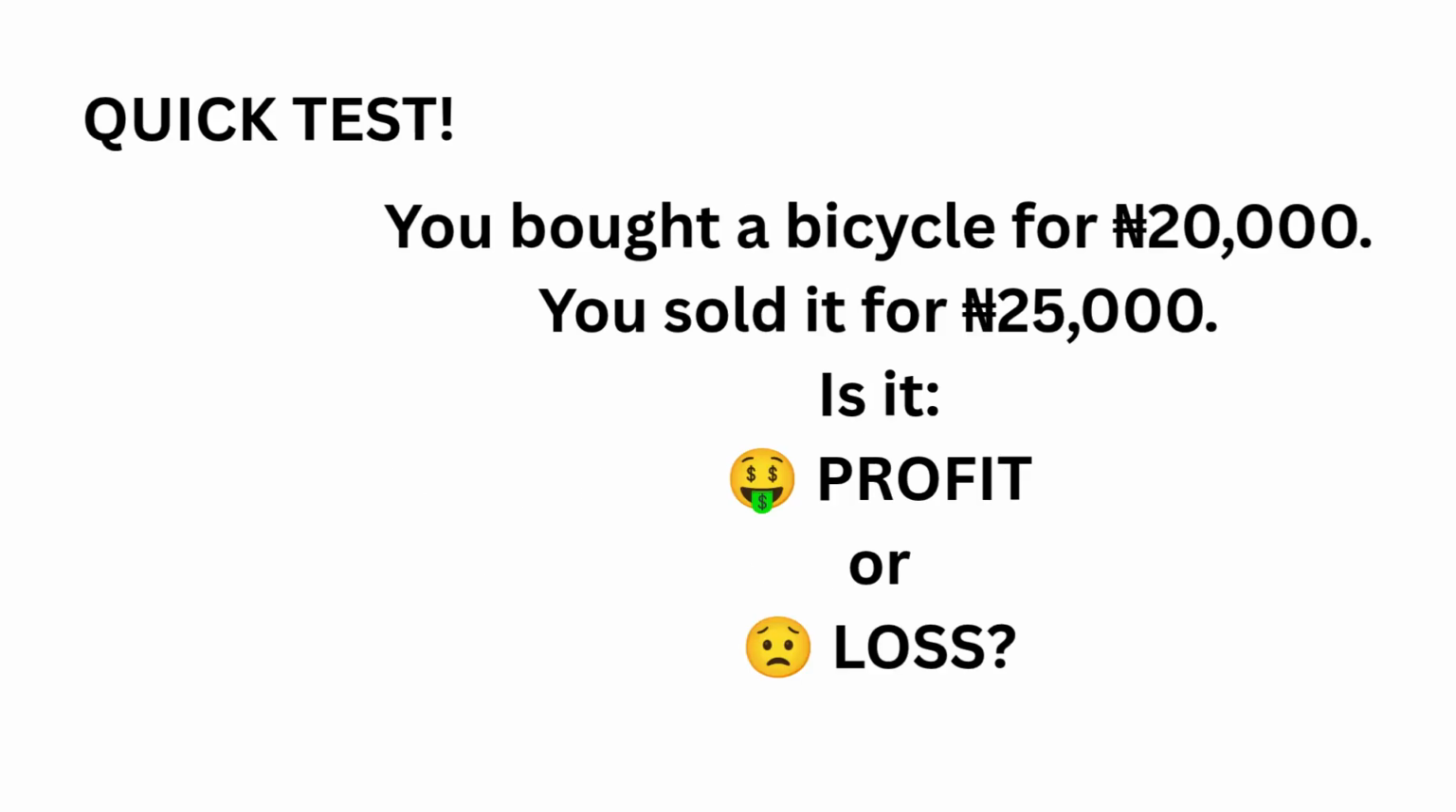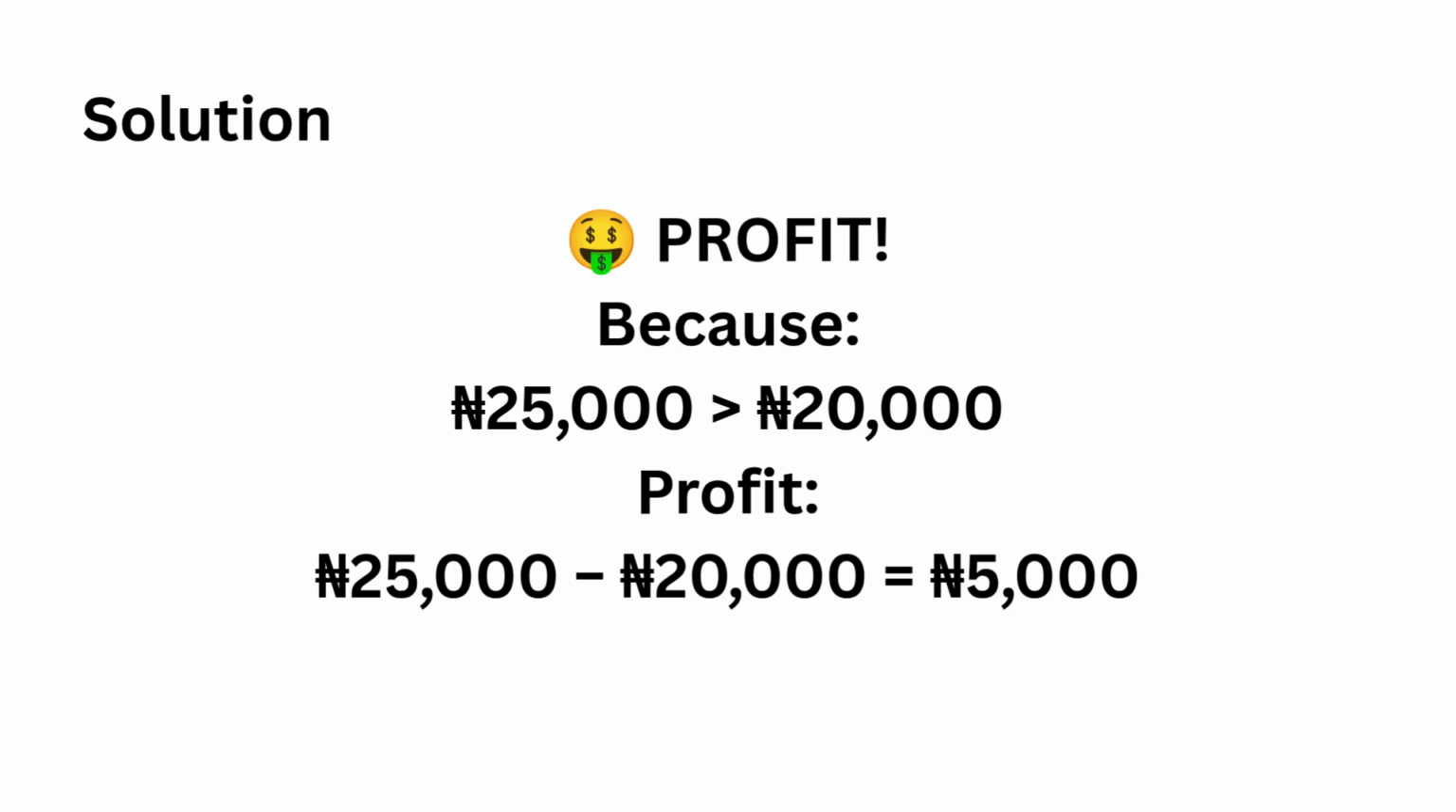You bought a bicycle for 20,000 naira and sold it for 25,000 naira. Is that a profit or a loss? Think before we reveal the answer. It's a profit. Why? Because the selling price is higher or greater than the cost price. So 25,000 naira minus 20,000 naira gives us 5,000 naira profit. That's good business.